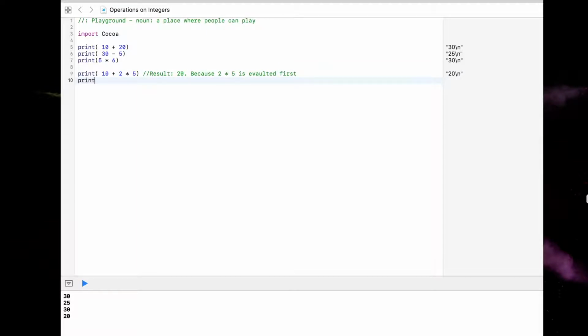Then we can see print 30 minus 5 minus 5, and that's going to evaluate to, what do you think? It's also going to be 20 because 30 minus 5 is evaluated first.